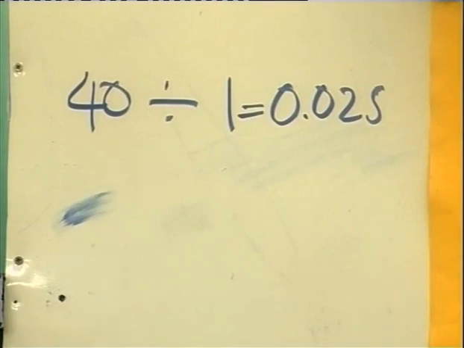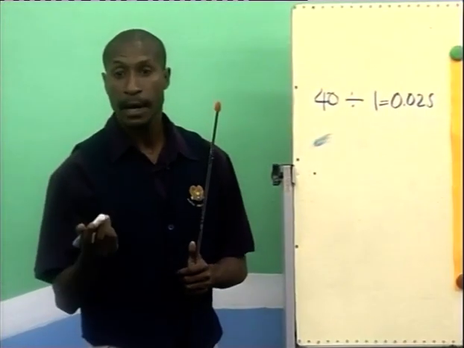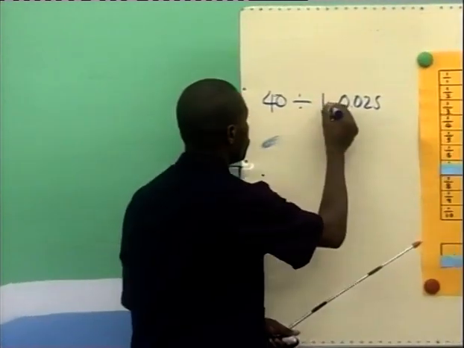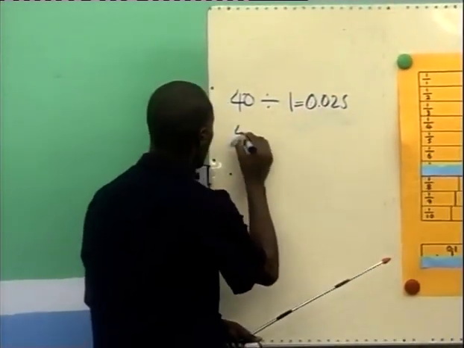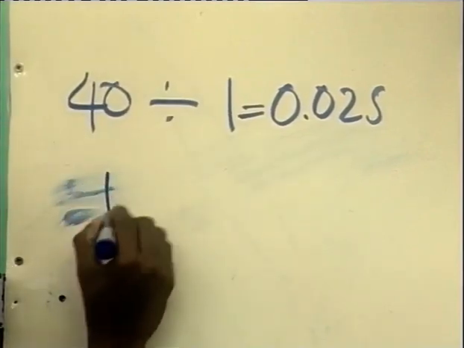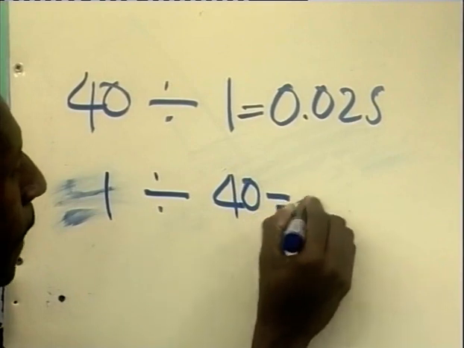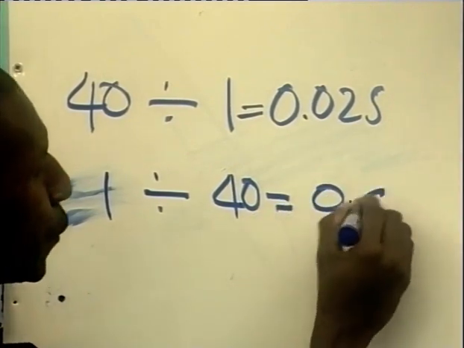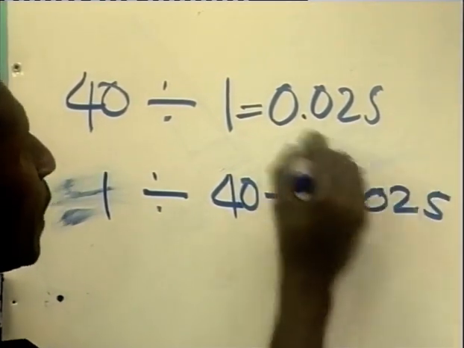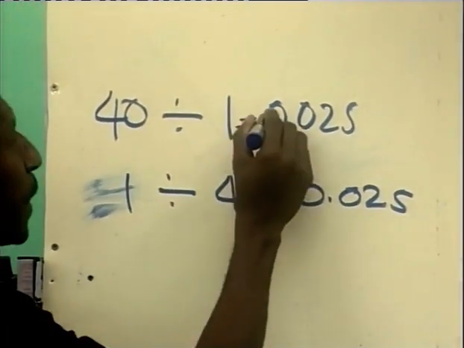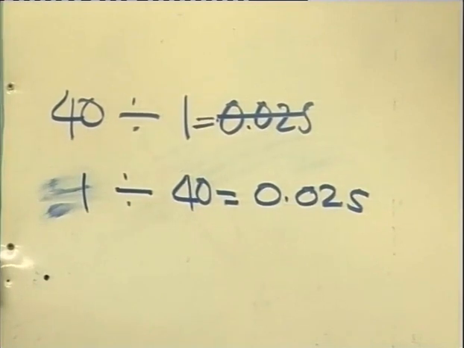Okay. It is not 40 divided by 1. It is 1 divided by 40. So, 1 divided by 40, you get 0.025, and not 40 divided by 1 where you get 0.25. Rosalind, thank you for your answer there and explanation on how you got your answer.